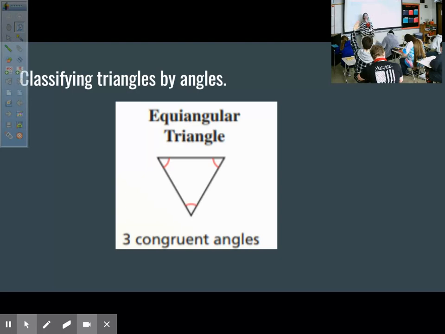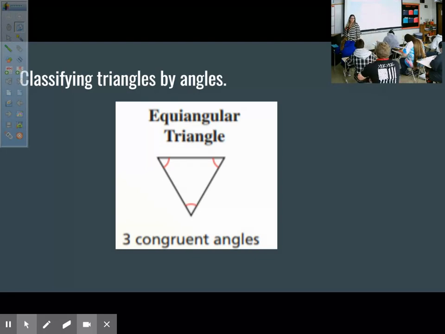I forgot to write down acute: all three acute angles. You should know that definition. All right, which of those triangles is equiangular? The top right. So it's acute and equiangular. So it should have two names.